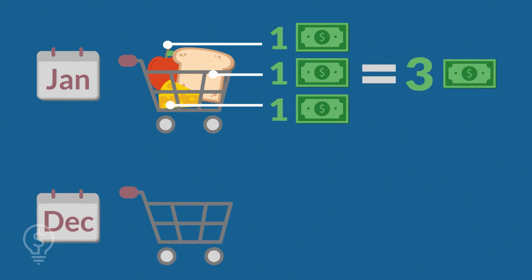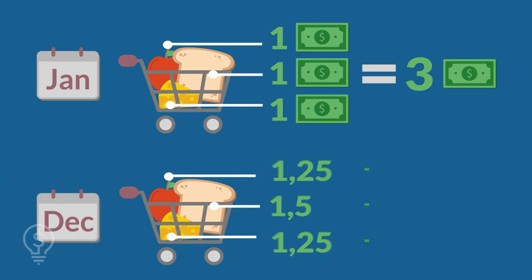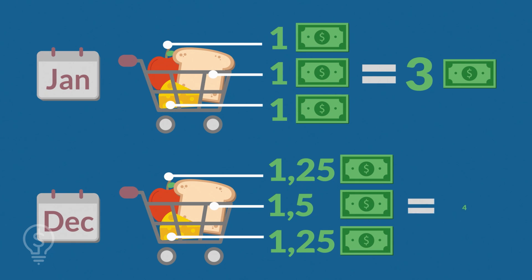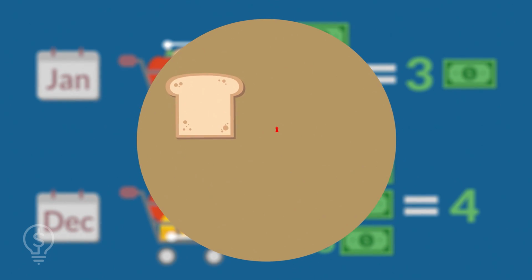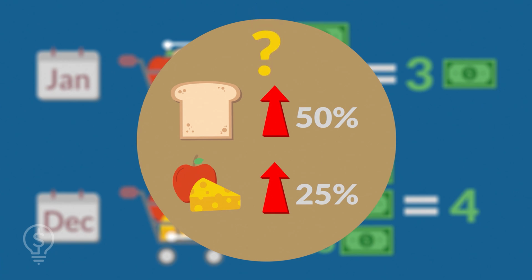Then, at the end of the year, we went back to the same store and bought exactly the same. But now, we notice that instead of $3, we spent a total of $4. However, when we look in detail, we now see that not all products increased in the same proportion. Bread costs $1.50 and both cheese and apples $1.25. So we can say that bread increased 50%, but apples and cheese only 25%. But then, is the inflation 25 or 50%?